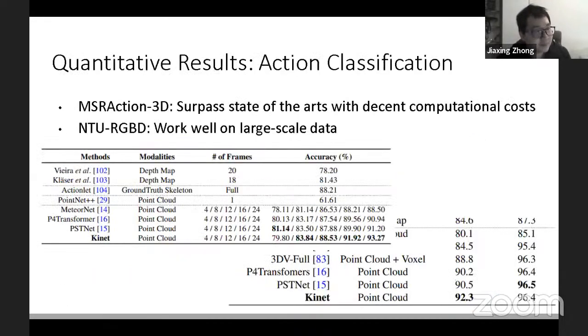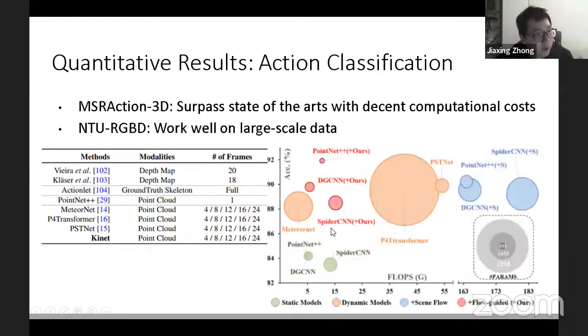And the last slide of our work one is the quantitative results of the action classification. In this part of the experiments, we are trying to prove that our model not only surpasses the state of the art, but also works well on large scale datasets and across different models.